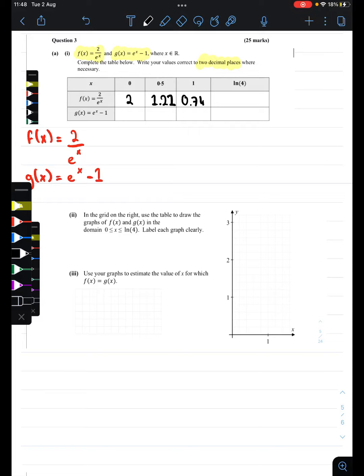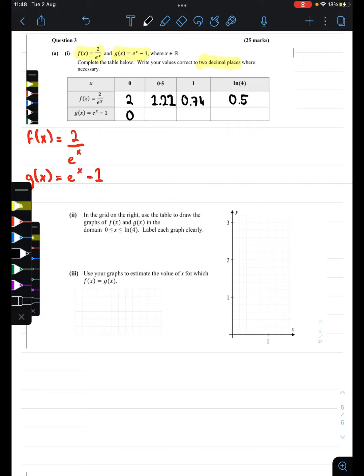And 2 over e to the ln 4. Now you can just put this into your calculator and it'll give you the answer, but if you notice, you can kind of see a little trick. e to the ln 4 is just 4, and so it's just 2 over 4, so it's just a half, 0.5. Okay, and now doing the same for g, e to the 0 minus 1 is just 0.